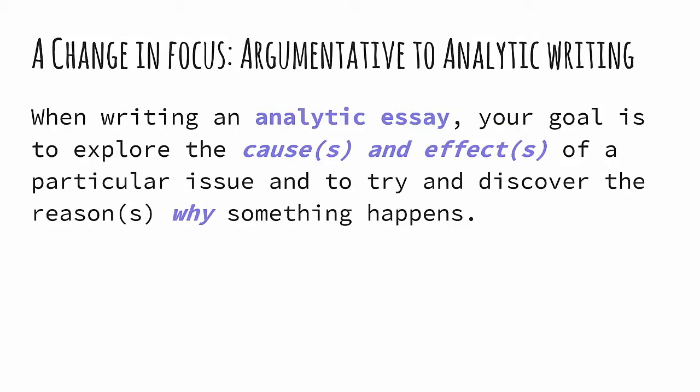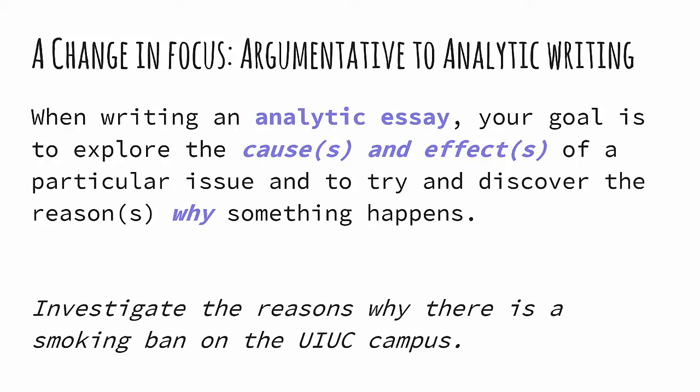In analytical writing, the purpose is to examine an issue and try to give an explanation about why something happens. So here's an example prompt on the same topic. It says, investigate the reasons why there is a smoking ban on the UIUC campus. We can see in this prompt that there's no one right answer. Basically, we're going to need to look at the issue and try and look at what are the causes and what are the effects? Who are the people involved? Who are the people that could benefit from a smoking ban? Who are the people that could possibly not be harmed, but have an argument against this ruling?